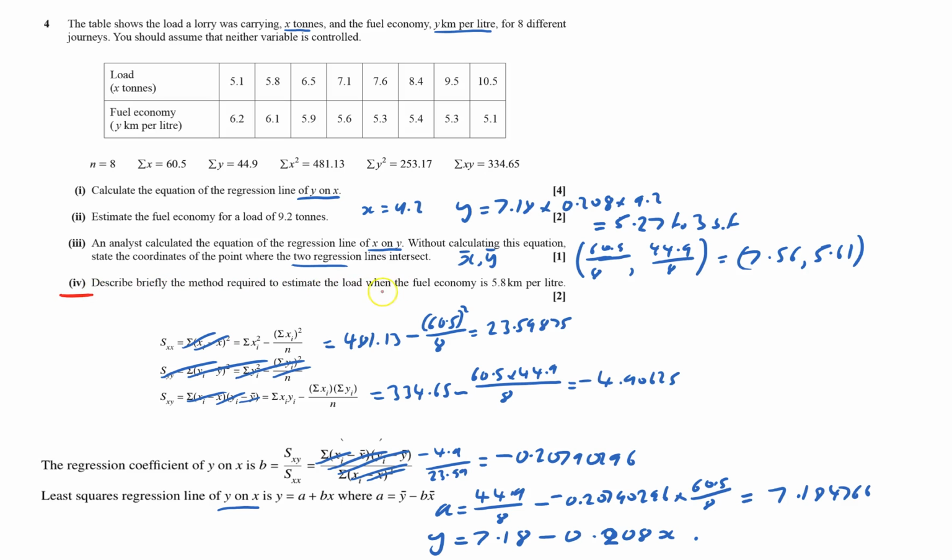Final bit, part 4. Describe briefly the method required to estimate the load when the fuel economy is 5.8. So that means the fuel economy is this bit here. So you'll need to find the regression of X on Y and find X when Y equals 5.8. And that's pretty much done. A lot of substitutions so far. And anyhow, that's that question done.